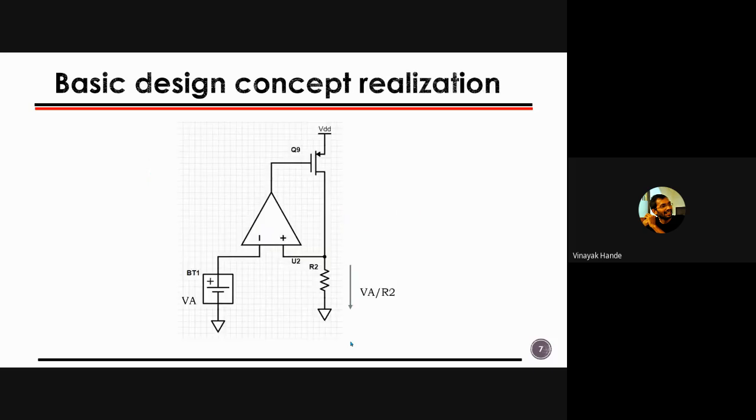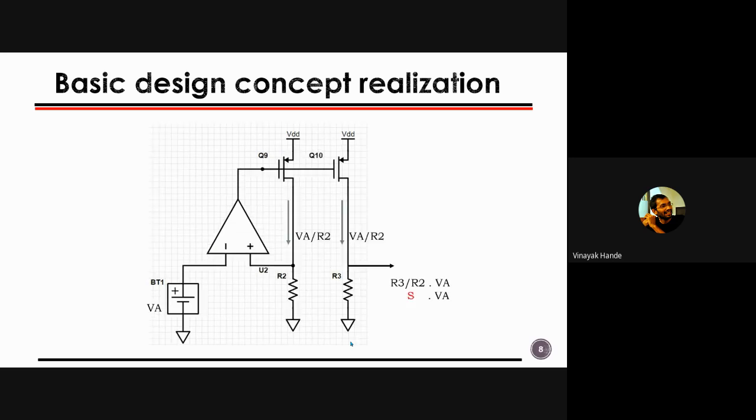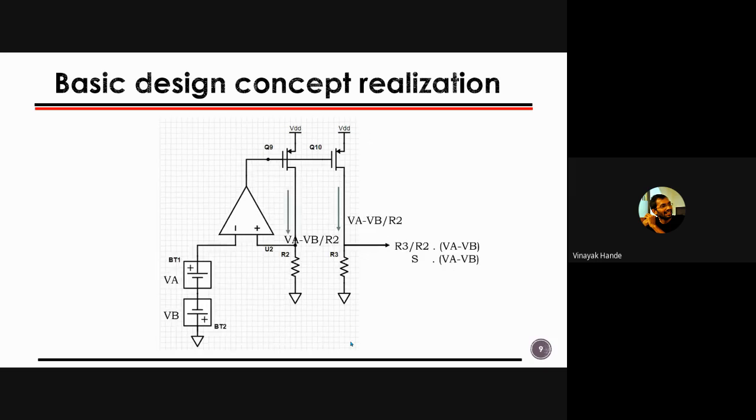And we have seen the basic concept. We have converted the voltage into current, right, and made it flow through another resistor, where the R3 value is larger than R2, so that we get the amplification factor of S on that particular voltage, that is VA, right? But we don't want S times VA, we want S times VA minus VB, so we put two batteries opposite to each other, so that we get the voltage amplification S times VA minus VB.